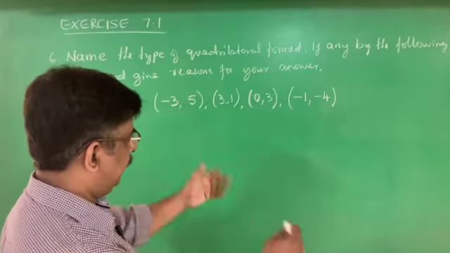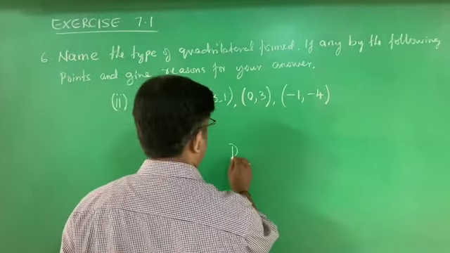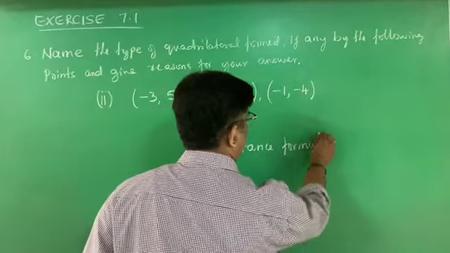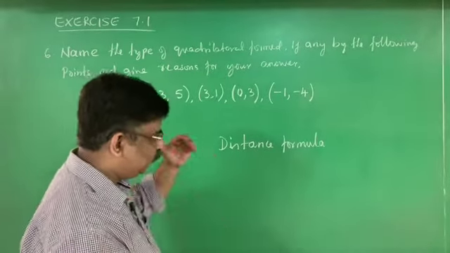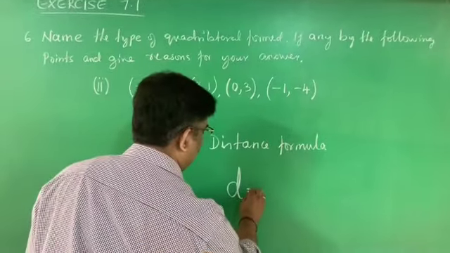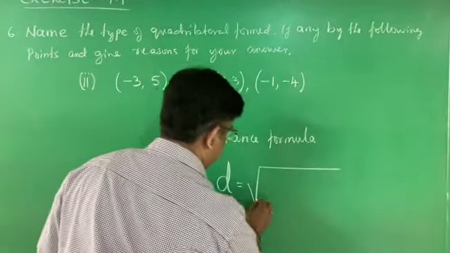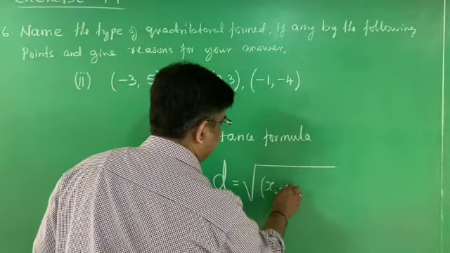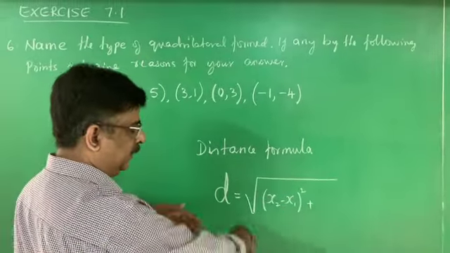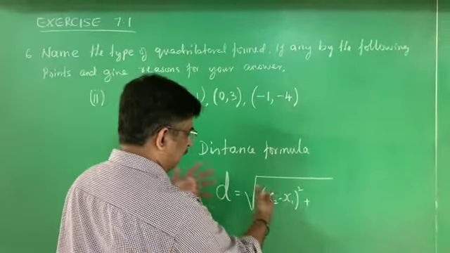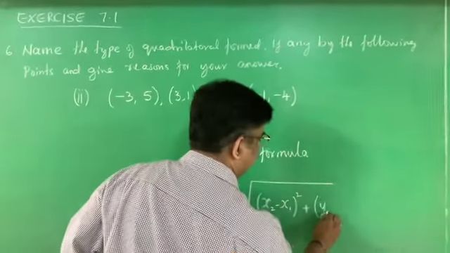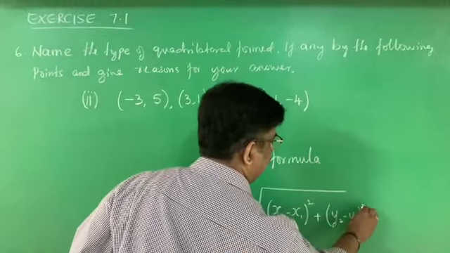For that purpose, again, I write the distance formula. You have to write it. Simply seeing the distance formula is no use. You are a student, you have to sit and write. Distance formula: D is equal to the square root of (x2 minus x1) whole square plus (y2 minus y1) whole square. Writing like this three times, you can never forget this particular formula. This is the formula.